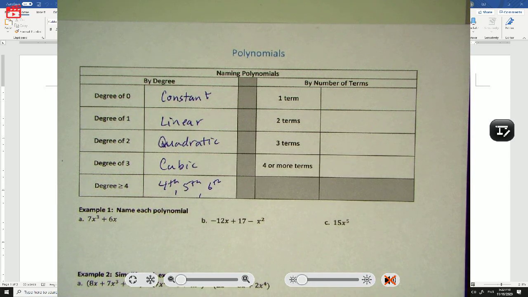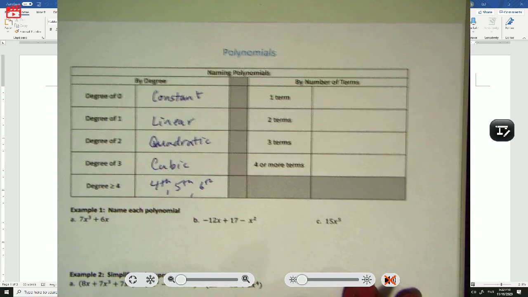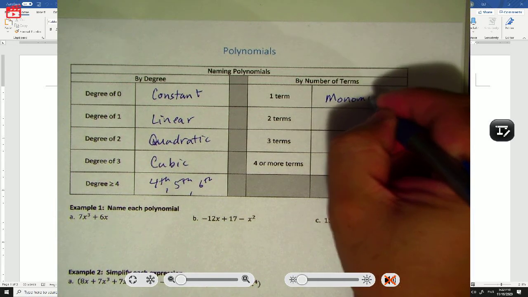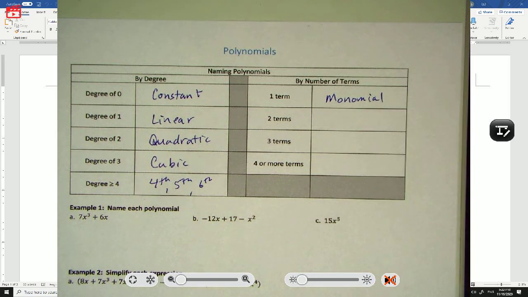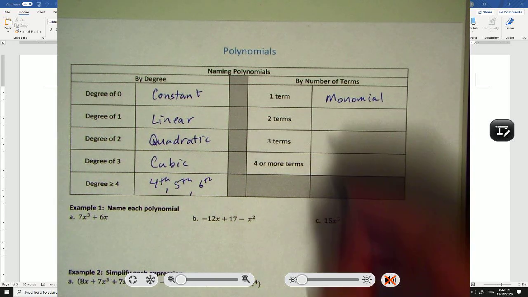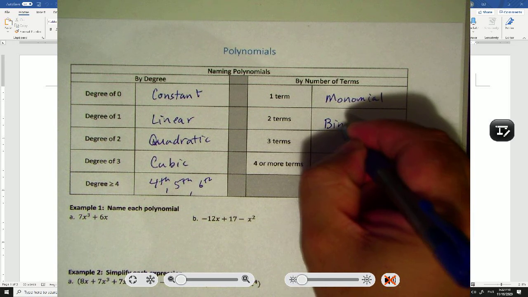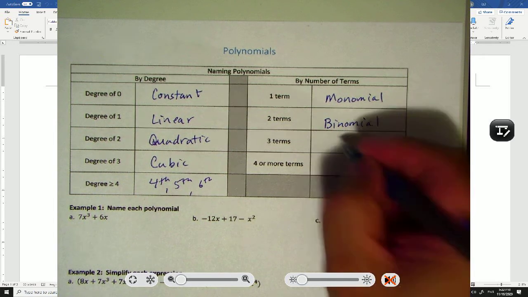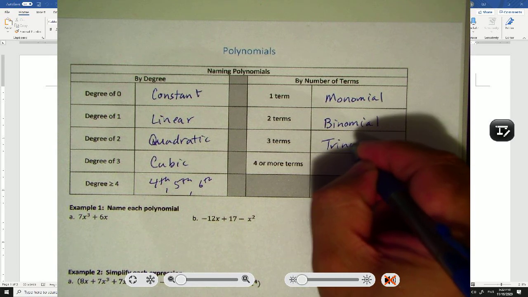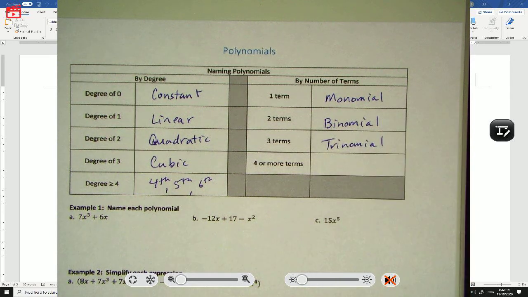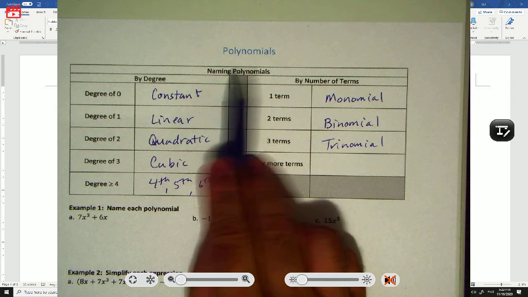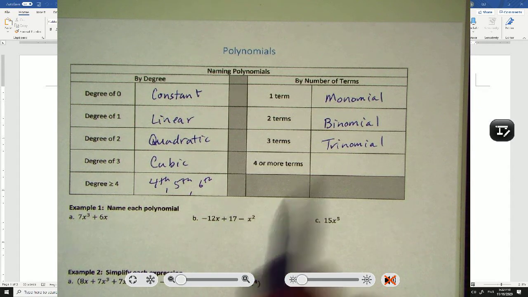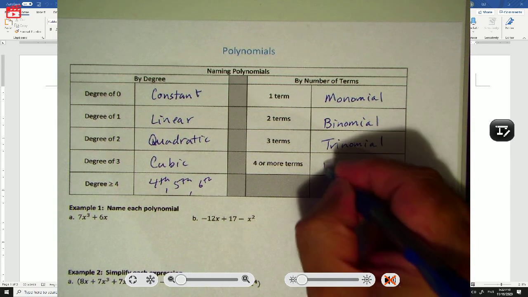Okay. Number of terms. If there is one term, it's a monomial. If it has 2 terms, it is a binomial. If it has 3 terms, it's a trinomial. Now, polynomial is the general term, but it's also the term for anything when there's more than 3 terms. So we just say a polynomial.